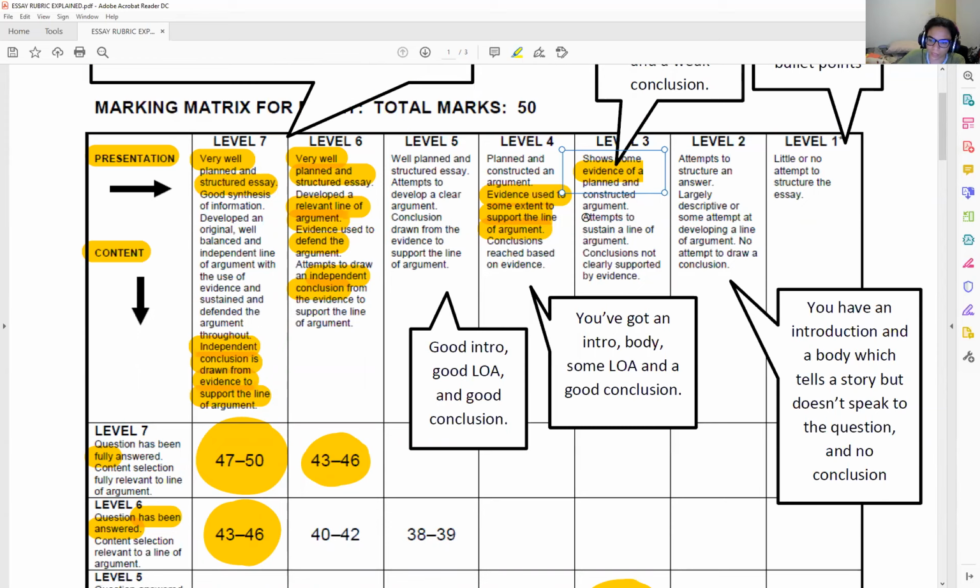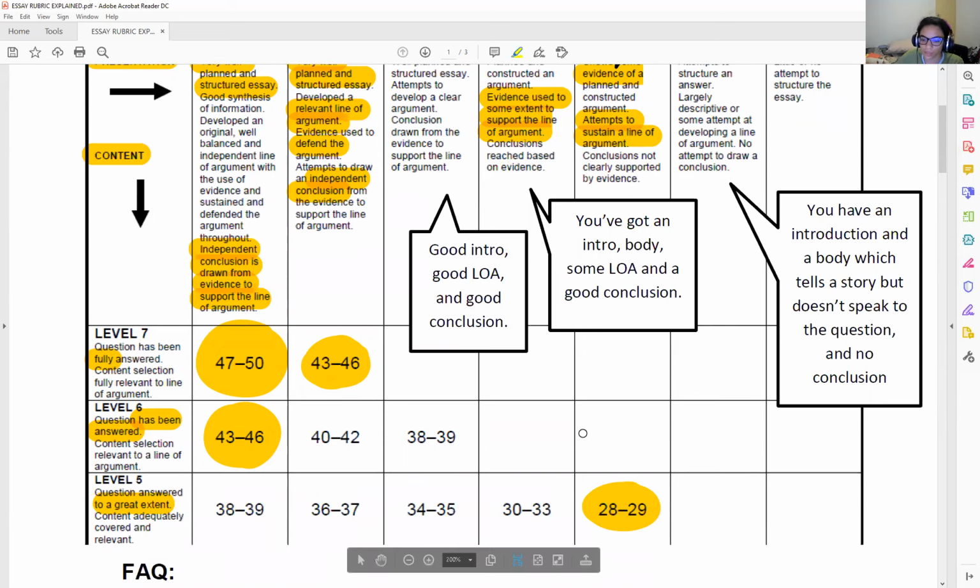So therefore, you'd be here, with attempts to sustain a line of argument. And then conclusions. Okay, so conclusions not clearly supported by evidence might not be a thing if you have got the proper conclusion. So that would then bump you up to the next bracket.